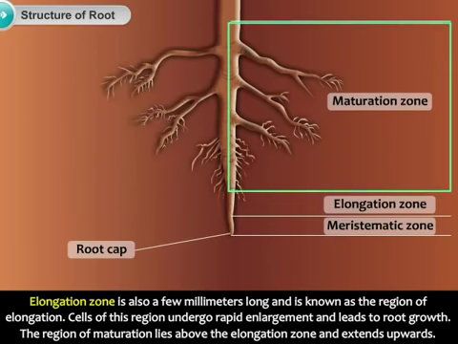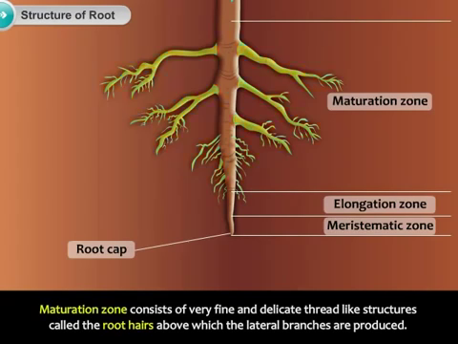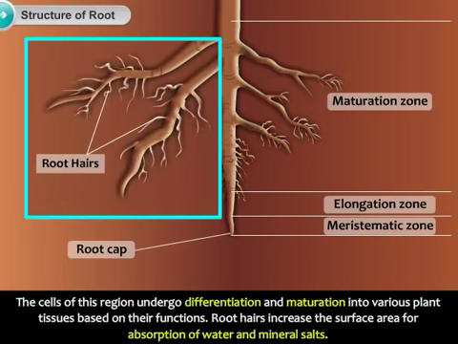The region of maturation lies above the elongation zone and extends upwards. Maturation zone consists of very fine and delicate thread-like structures called the root hairs, above which the lateral branches are produced. The cells of this region undergo differentiation and maturation into various plant tissues based on their functions. Root hairs increase the surface area for absorption of water and mineral salts.